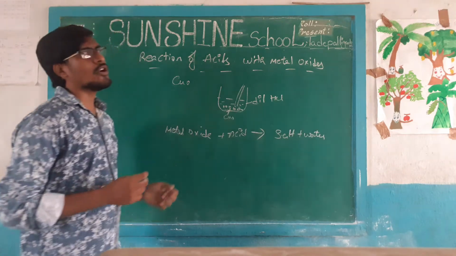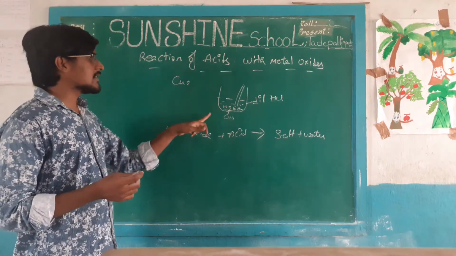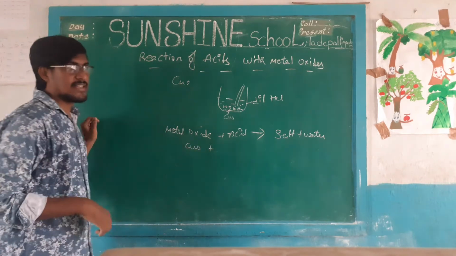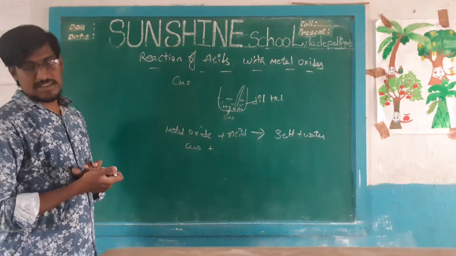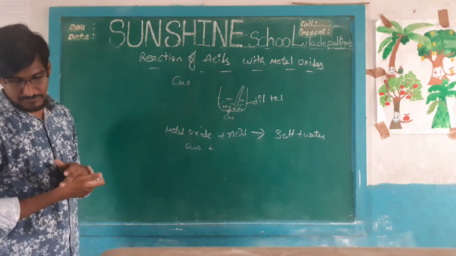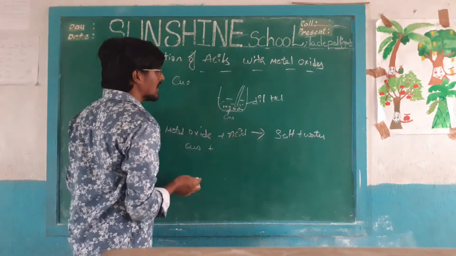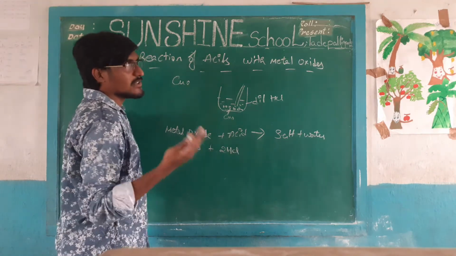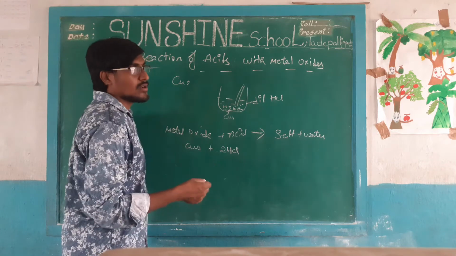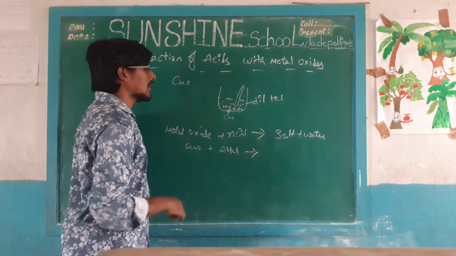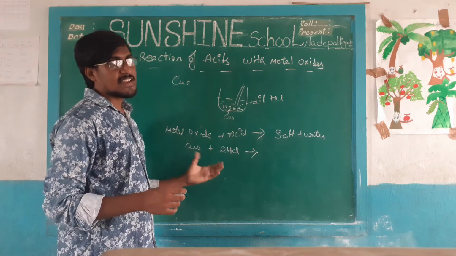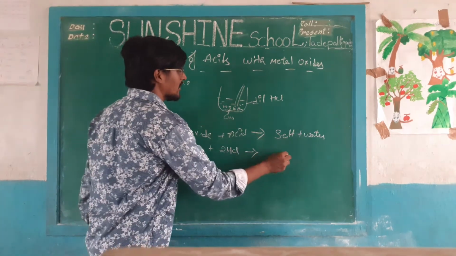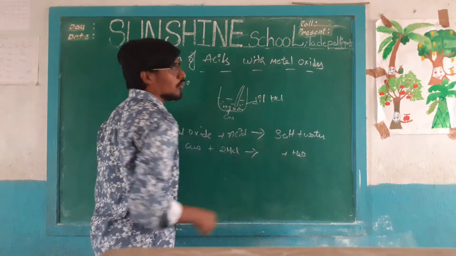Let us check this above example. What have we taken as the metal oxide? That is CuO, plus acid. What acid have we taken? Dilute HCl, which is written as 2HCl. Di means 2, so we write 2 HCl. So these are the reactants, and what are the products? Salt and water. Water can be written as H2O.